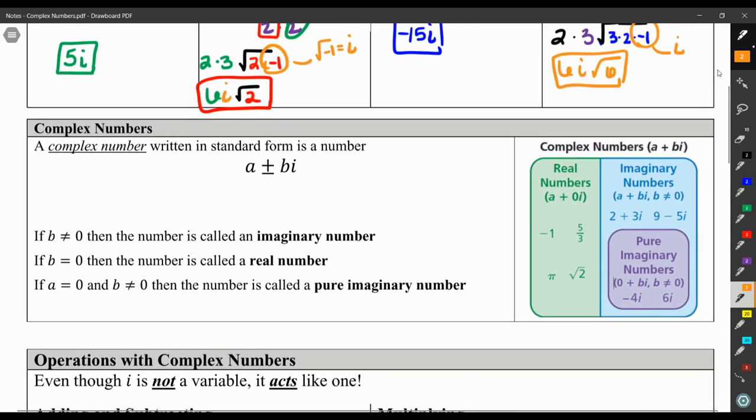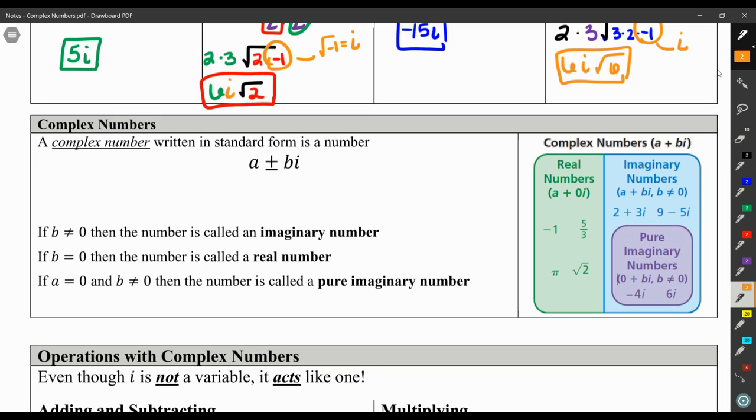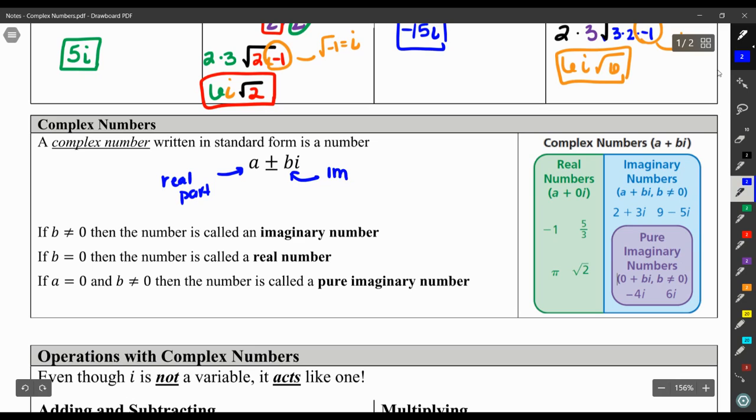Now let's talk about the definition of a complex number. A complex number is always in the form of a plus or minus bi. We have the real part of the number, which is a, so this would be the real part. And then b, since it has the i on it, that is the imaginary part.